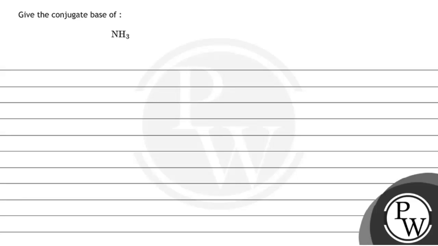Hello बच्चों, let's have a look at this question which says give the conjugate base of NH3. तो क्वेश्चन में हमें NH3 और अमोनिया मॉलिक्यूल दिया है and we have to figure out the conjugate base of this molecule, that is ammonia. The key concept is conjugate acid and bases.